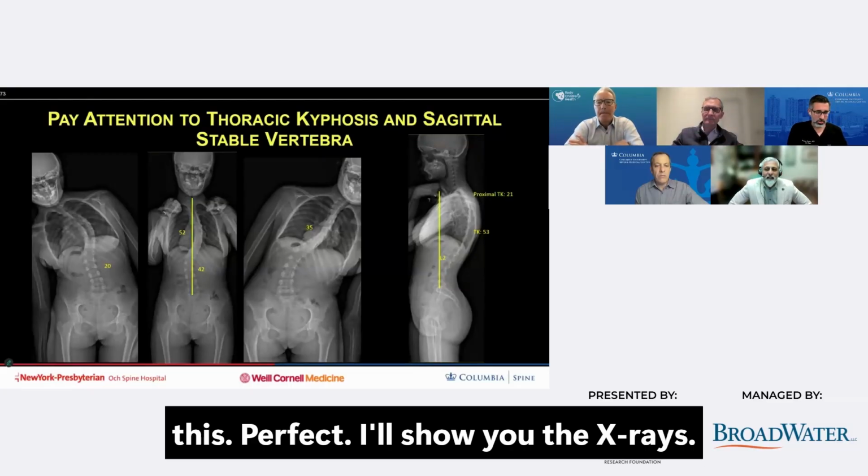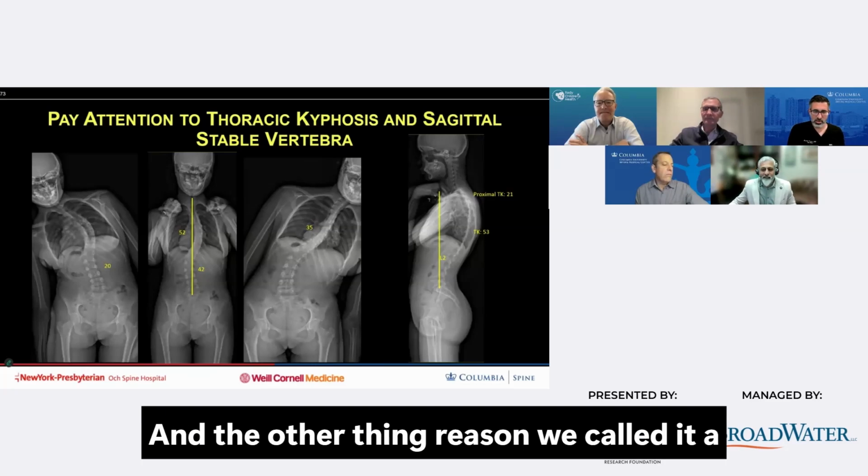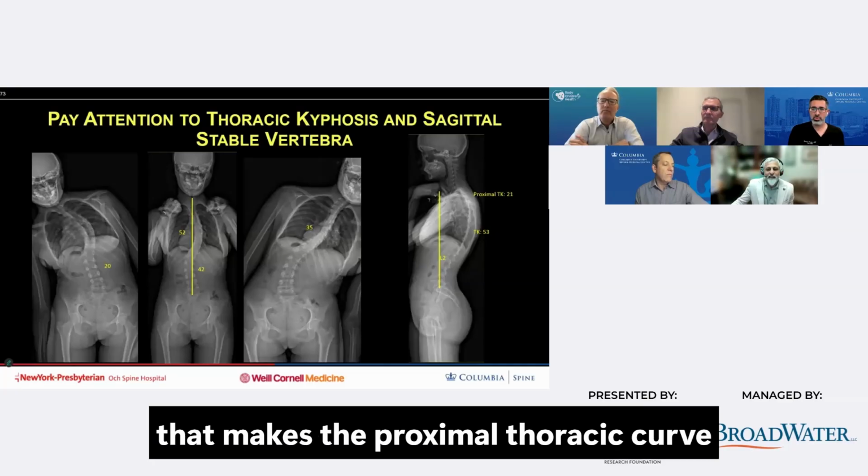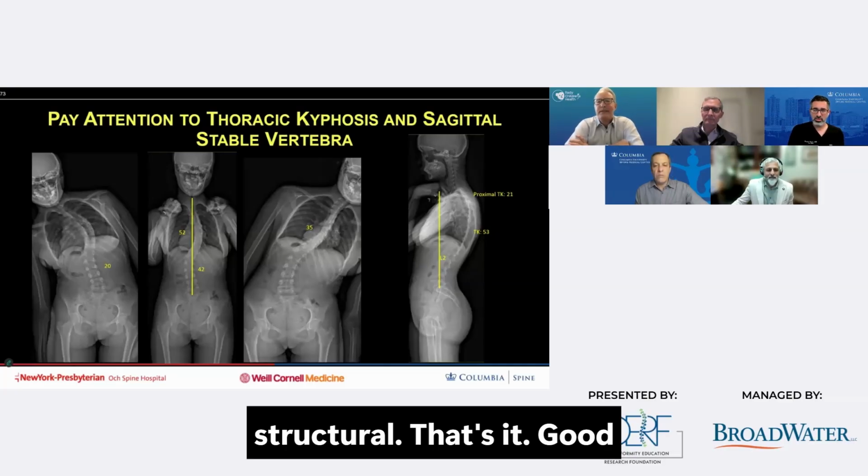Oh, perfect. I'll show you the X-rays. And the other reason we called it a Lenke 2 was because the proximal thoracic kyphosis is high as well. So that makes the proximal thoracic curve structural. Okay. Yeah, that's it. Good point.